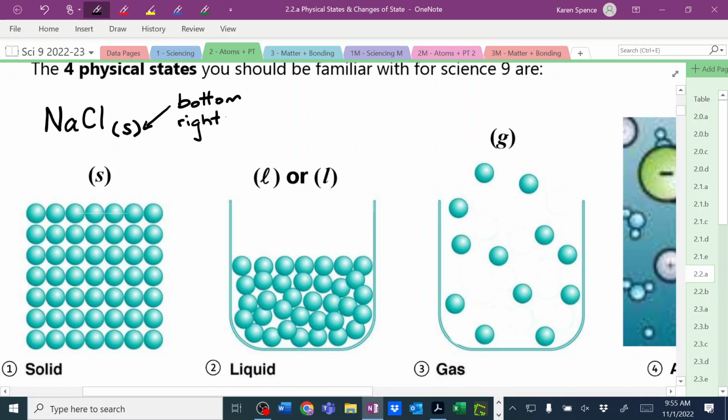Now, if we have a liquid, I often write my L like a cursive L, just because otherwise sometimes it looks like a 1 or an I. You don't have to do that. If you just want to write it like this, that's okay. But for me, to be more clear for you, let's say we have water. Do you guys know the formula for water? H2O. And what state is water at room temperature? Liquid. So down at the bottom right, what are we going to write? An L.